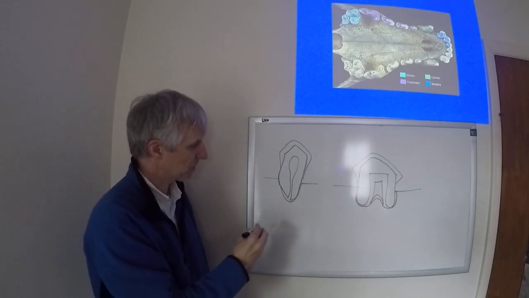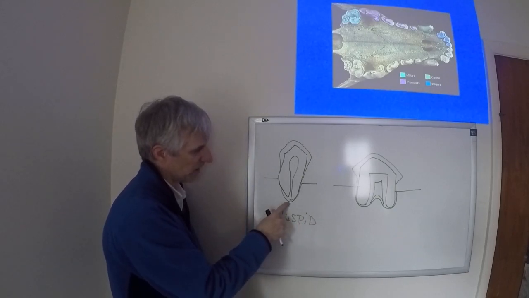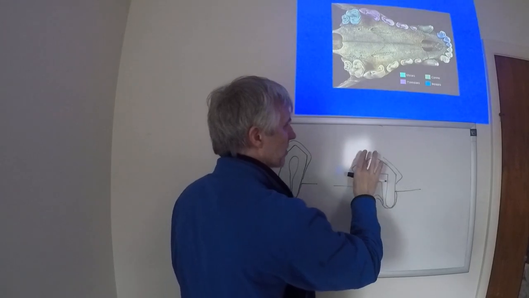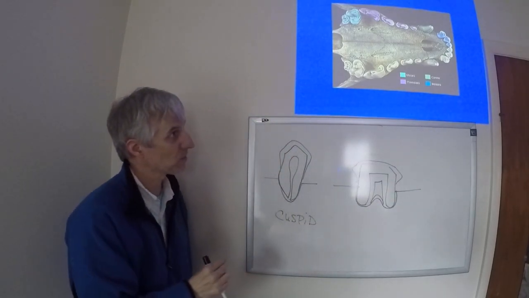All right, two types of teeth. This type is referred to as a cuspid. Make this a little flatter. It has one cusp.